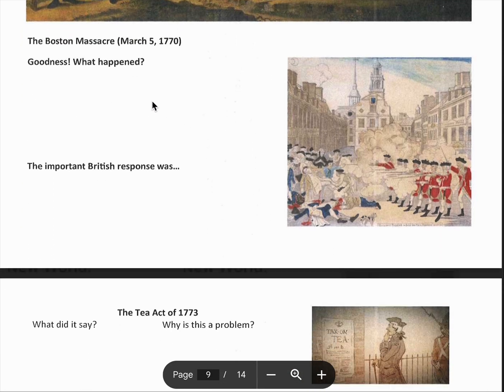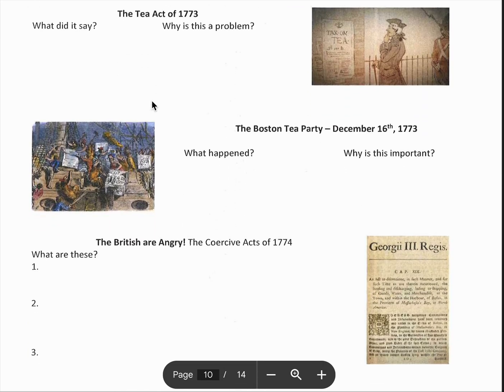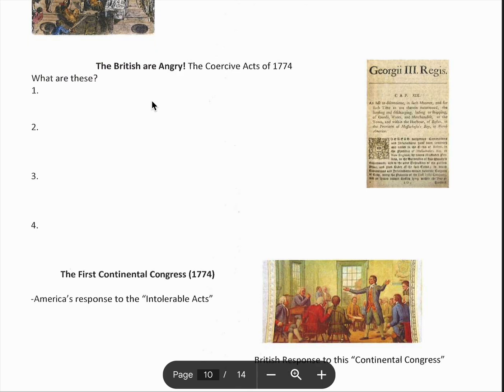What was the Boston Massacre? You know, what happened in that event? And importantly, what was the British response? And talk about the trial that was in Boston. Was it fair, unfair? Boston Tea Party, one of the most famous political gestures in history, an open act of defiance, right, that the British have to punish, and they will.